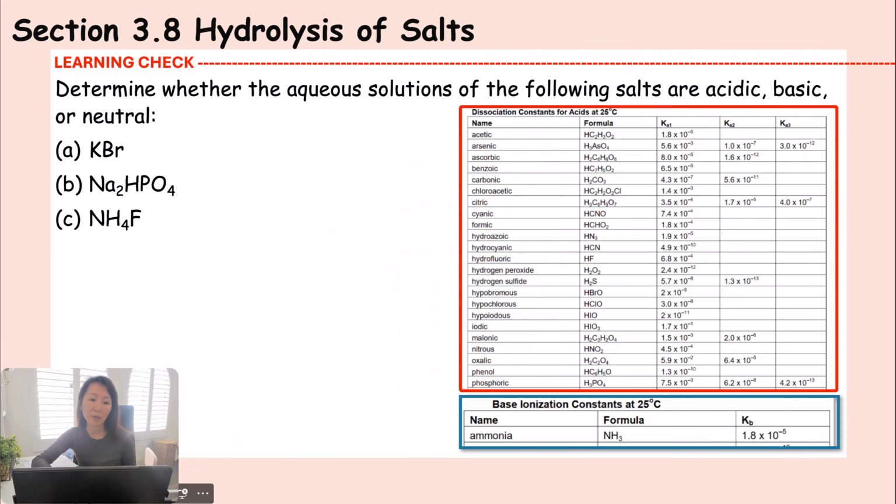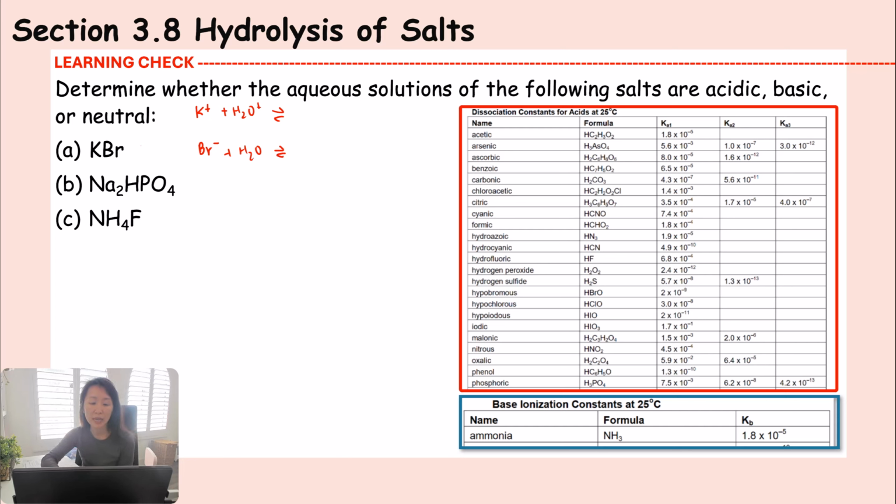So knowing that, we can do a learning check based on this. Determine whether the aqueous solutions of the following salts are acidic, basic, or neutral. We're going to do all 3 of them with you. So let's do A. If I were to put this in water, then I will have a K plus and a Br minus. Now, if that interacts with water, what will it form? That's my question. Or will it form at all?